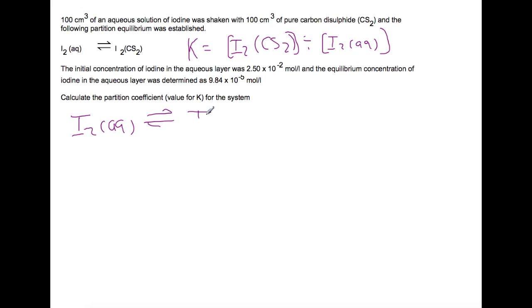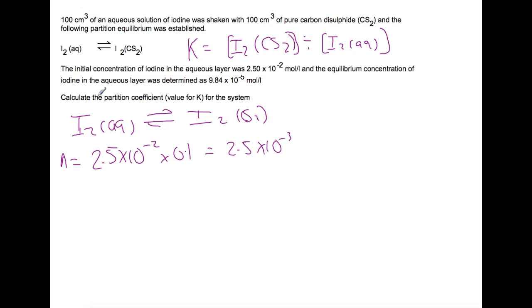However, we only know one at the moment. So dealing with the aqueous side first, we know at the start how many moles we have because we have concentration and we have volume. So we can do concentration times volume to find the number of moles. So that's the number of moles of iodine in the aqueous layer at the beginning.